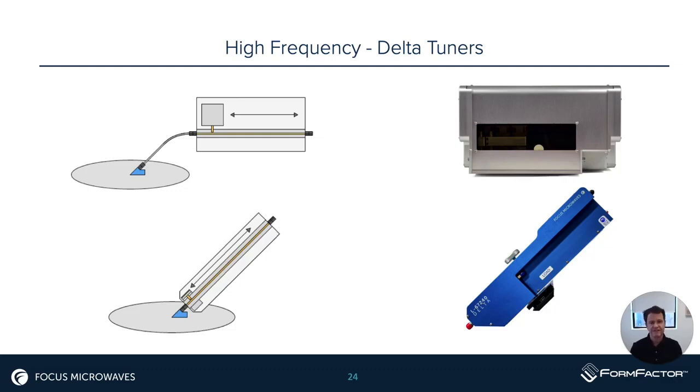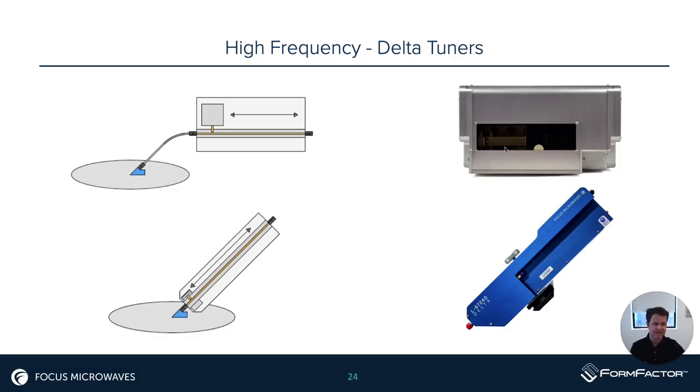The high frequency delta tuners that we came up with about 3 years ago have been extremely popular for load pull because they were capable of taking the tuner and connecting it directly to the probe tip. So traditional tuners are very similar, use the same technology, same type of probing and things like that.